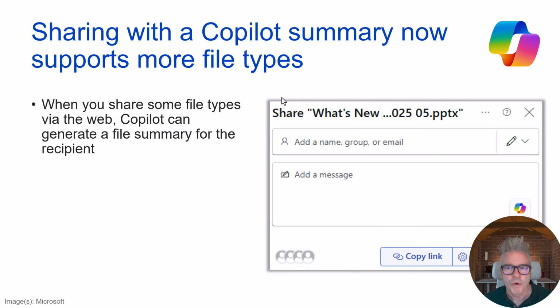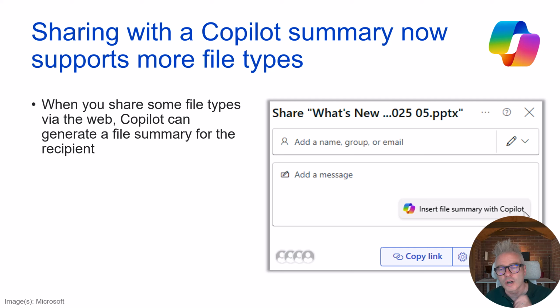Sharing with a Copilot summary now supports more file types. So this exists at the moment in its current form. On the screen here, you can see that I am sharing a file with a colleague, and I can see that there's a Copilot icon here. So add a message. I could say, "Hey Bob, here's the thing that I've asked you to do. Go and have a look at this." Or I want to be a bit more helpful. I click on the Copilot icon, and you can see that it says insert a file summary with Copilot.